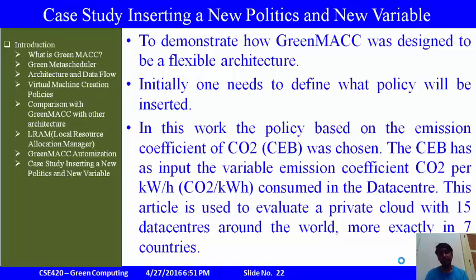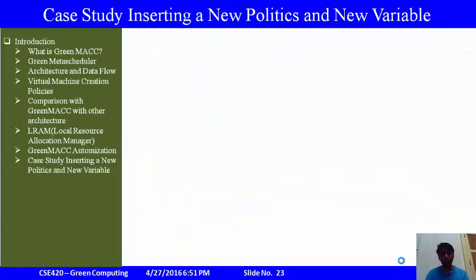The CEB has as input the variable emission coefficient CO2, and its unit is kilowatt hour, which is consumed in the data center. This article is used to evaluate a private cloud with 15 data centers around the world, more exactly in 7 countries. Moving on.